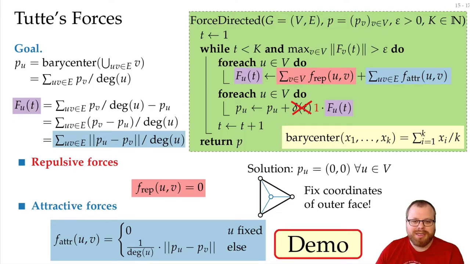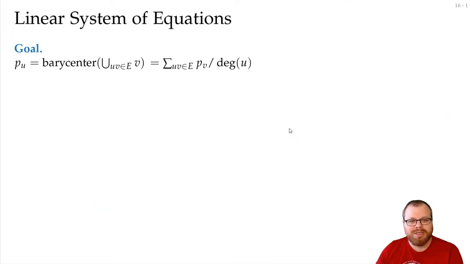But that's not all. We have formulated this whole thing with forces. And in the other two algorithms, we always had to cool down the forces so we get to some equilibrium. Here, we chose not to cool down. And actually, we can show that we can get an equilibrium here, and that there is a unique solution. And that is because we can formulate these forces by a linear system of equations. So let's recall, the goal for us is that every vertex lies in the barycenter of its neighbors, so it has this coordinate.